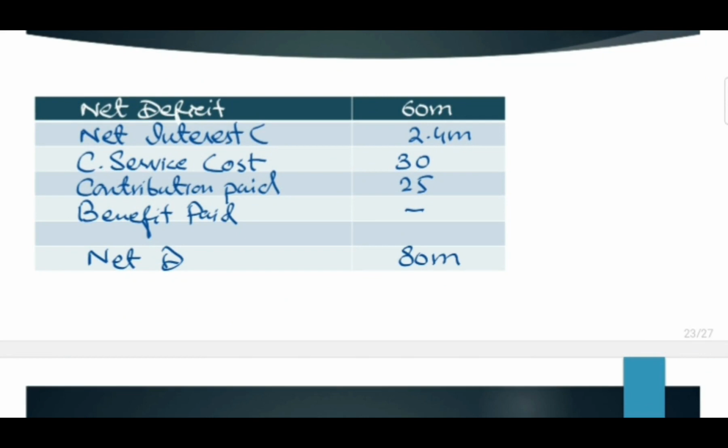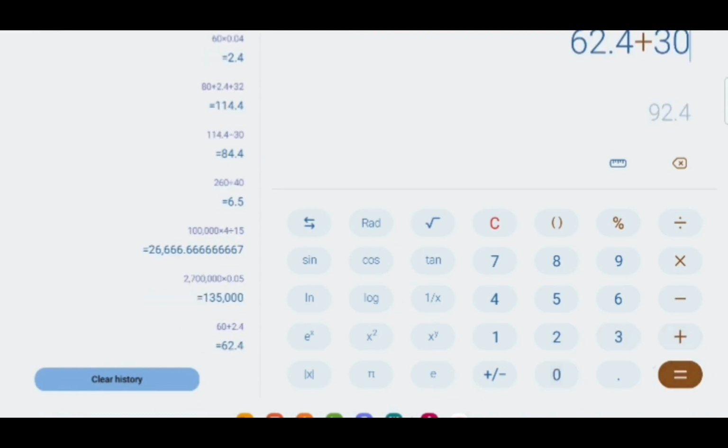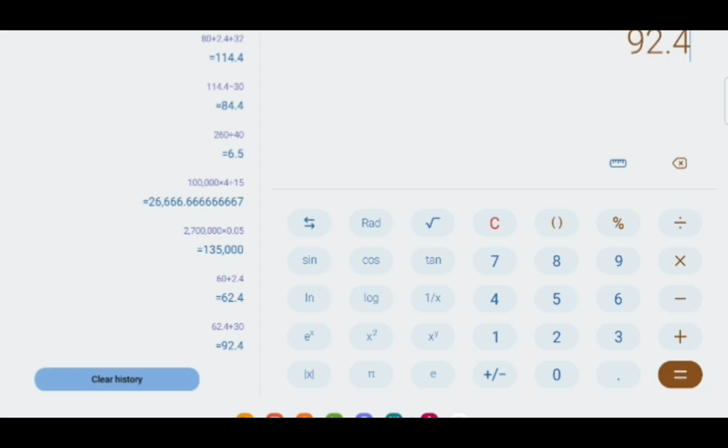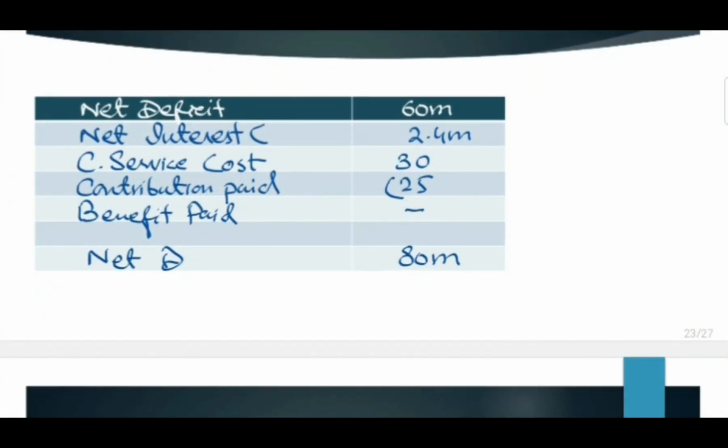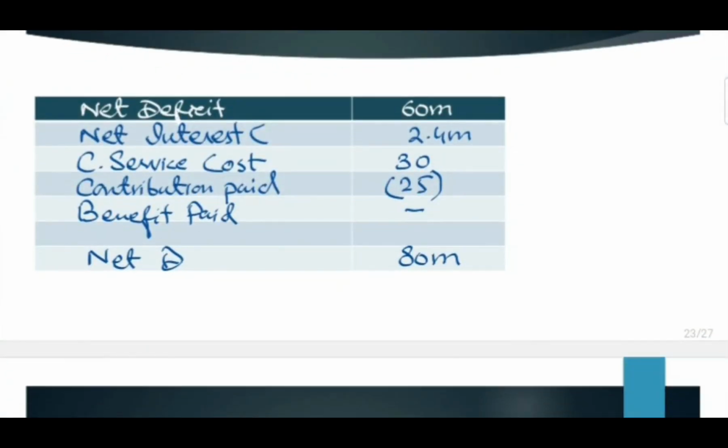So in accordance with our calculation, there is a net obligation of 60 million plus interest cost on obligation of 2.4 million and current service cost of 30 million, so the obligation would be 92.4. But as a result of contribution paid, the liability has reduced to 67.4. In accordance with our calculation, the closing deficit should be 67.4 million, but it is in fact 80 million. So there is an increase in closing net deficit by 12.6 million, and this is known as the remeasurement component.